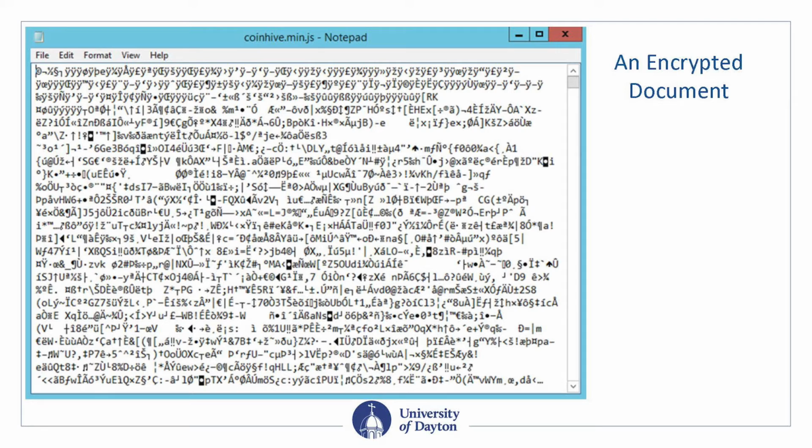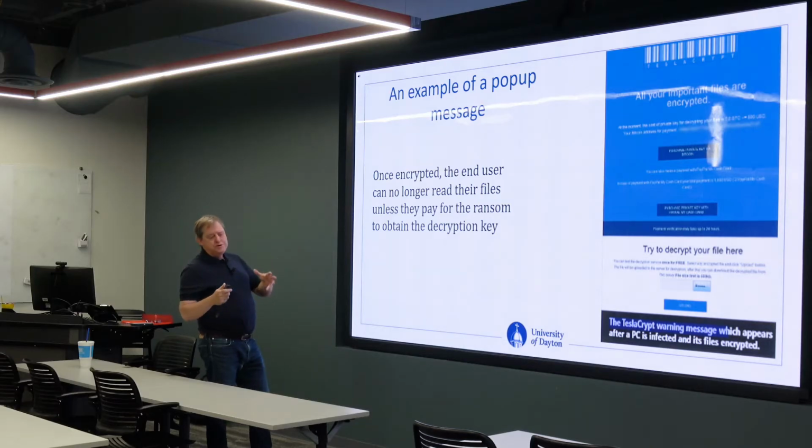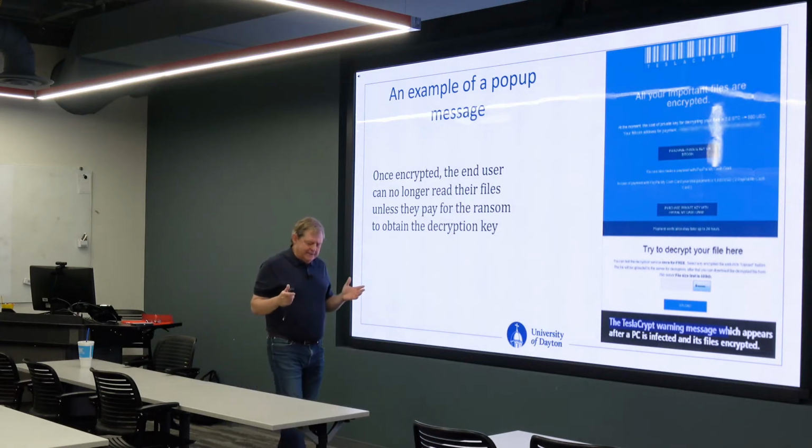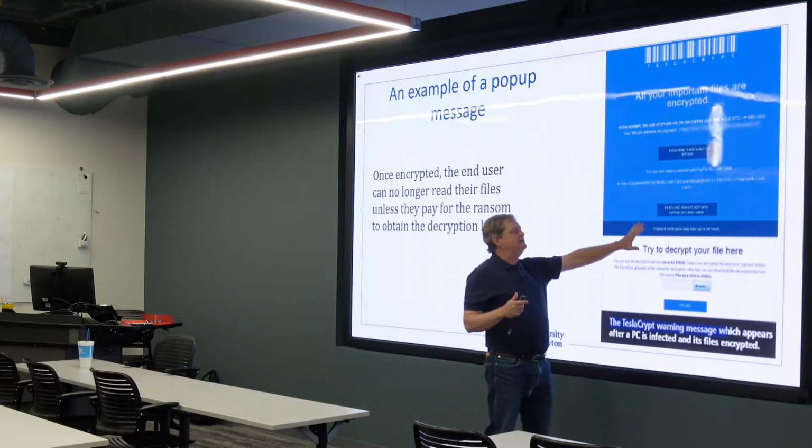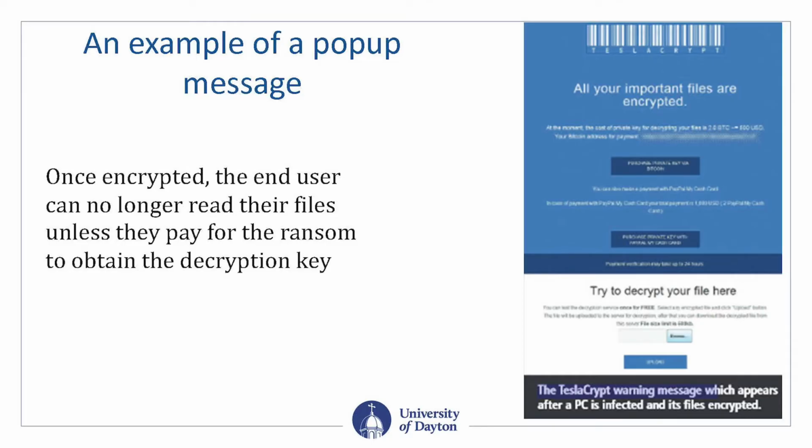So effectively the information is gone. And so when your system gets attacked by a ransomware attack, what happens is after all the files on your system are encrypted, then you get this little pop-up window. And the pop-up window says, hey, you can't get to your files anymore. In this case, it tells you that the name of the ransomware attack is Tesla Crypt.